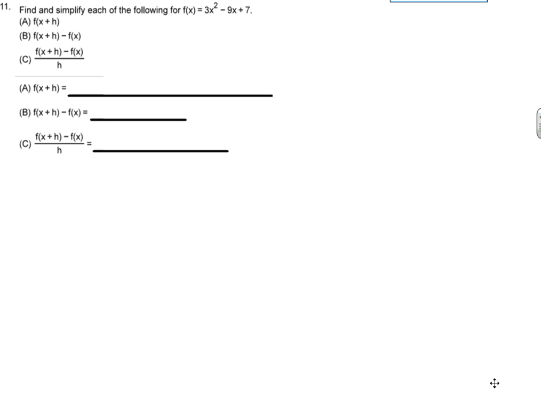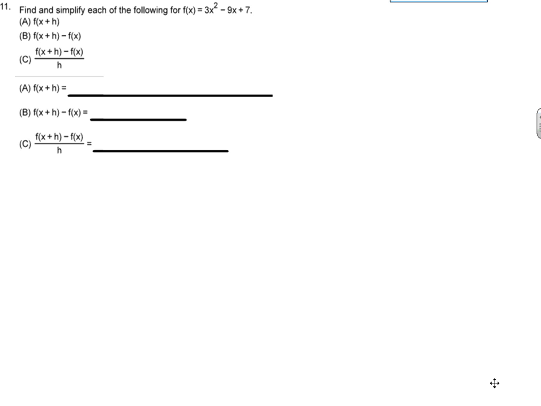Find and simplify each of the following for f of x equals 3x squared minus 9x plus 7. We're going to use the difference quotient formula, which is summarized here in C. But we're going to go by steps. The first thing they ask us to do is find f of x plus h. So let's look at that.